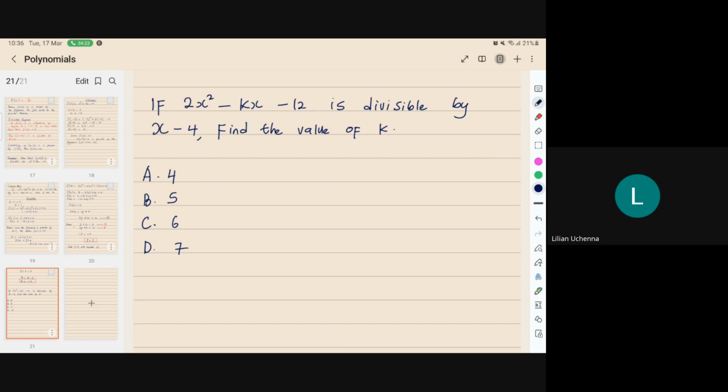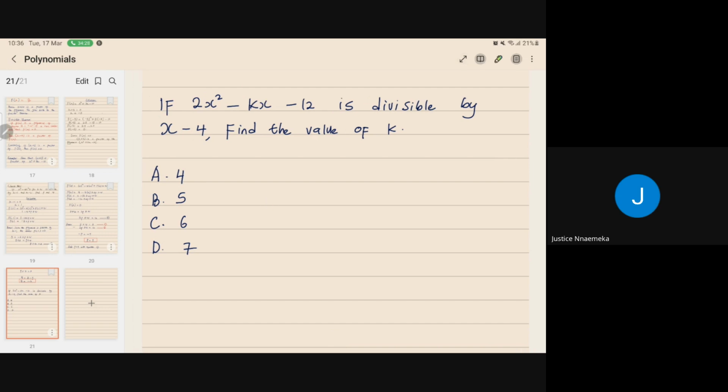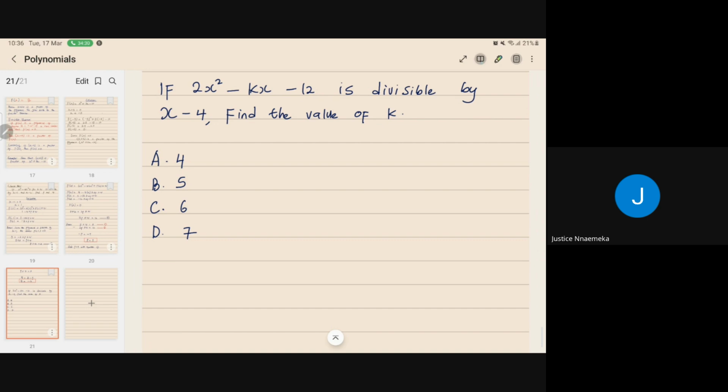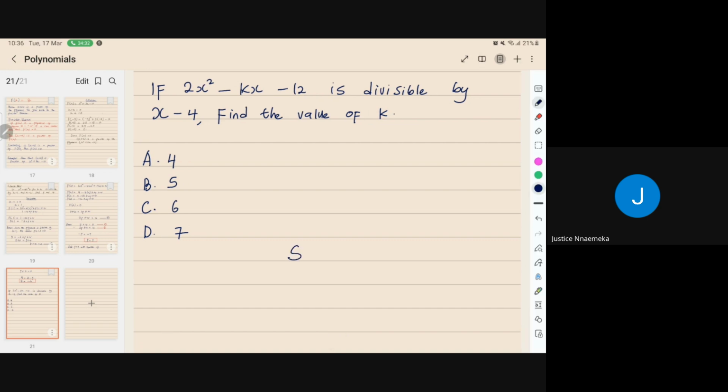Justice, why are you laughing? You saw the options, right? All right, so solution. You should pick anyone you like.